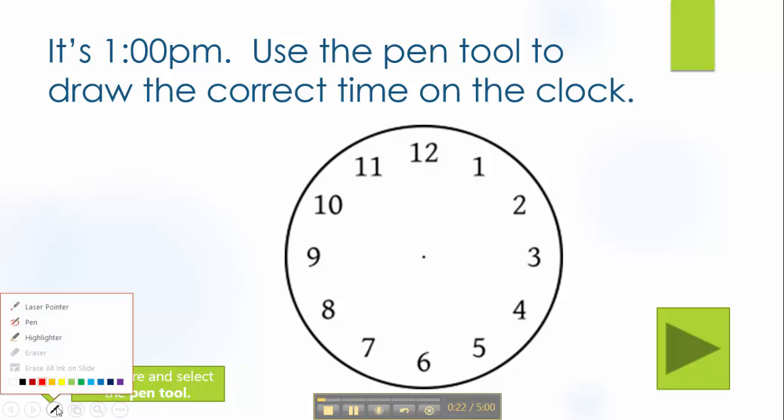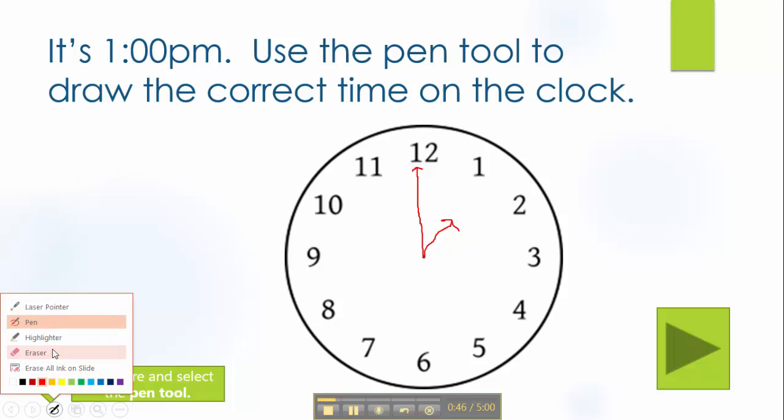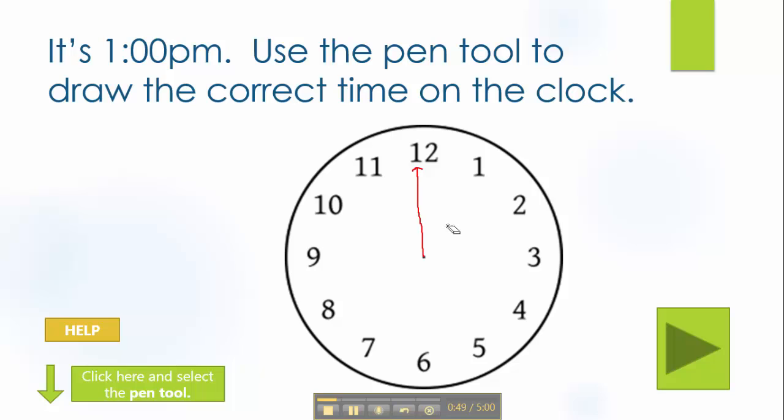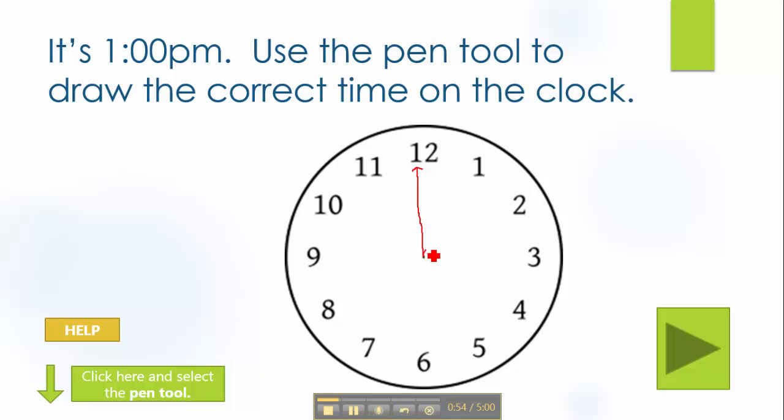We'll select that pen tool, and again we'll see laser pointer, pen, and highlighter. And for this activity, we're going to use the pen tool. And it says we need to represent 1 p.m. So we're going to use this pen tool to draw that minute hand to the 12 and the hour hand to the 1. And if you make a mistake, you can always go back and use the eraser tool and erase that arrow and go back, select pen, and redraw that to represent 1 p.m.